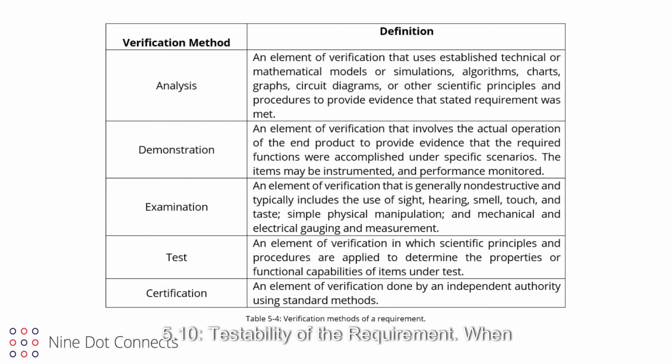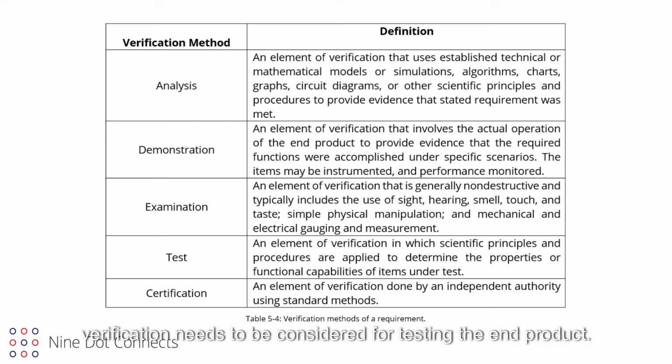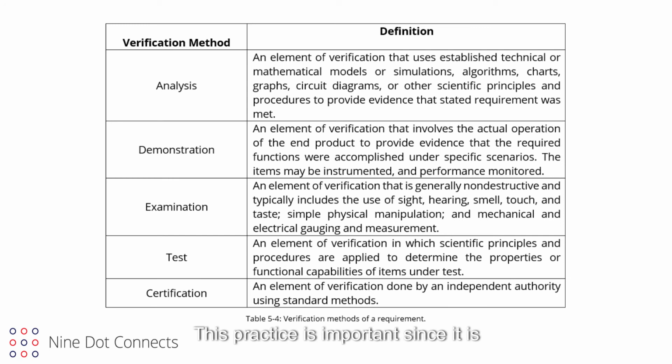5.10. Testability of the requirement. When writing a requirement, a method of verification needs to be considered for testing the end product. This practice is important, since it is verifying that the requirement is well written. It also requires the design team to look at the feasibility. For example, if the requirement requires the ability to travel back in time, the design team better have a feasible way in mind for this to work, that is testable.